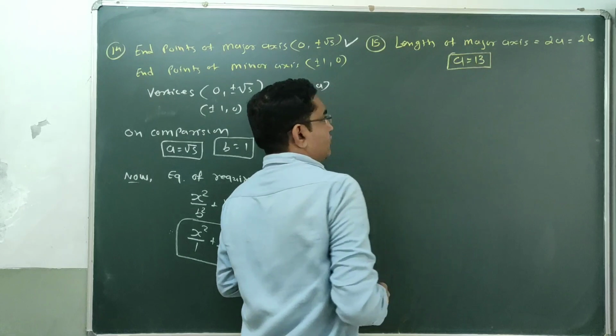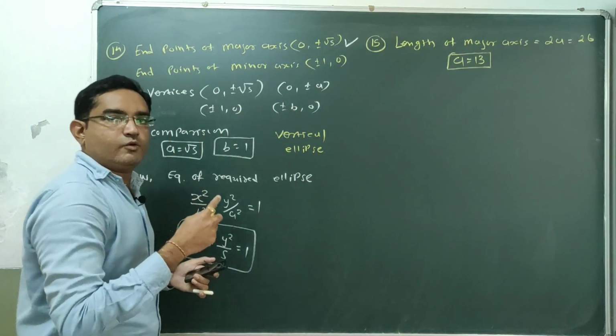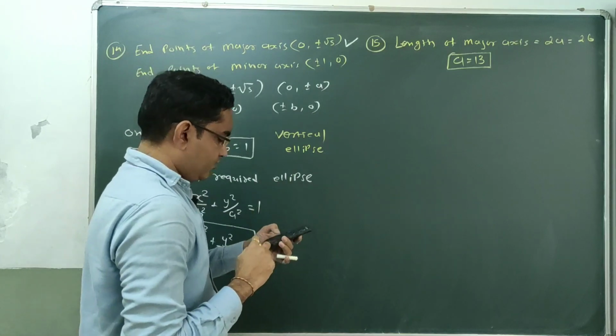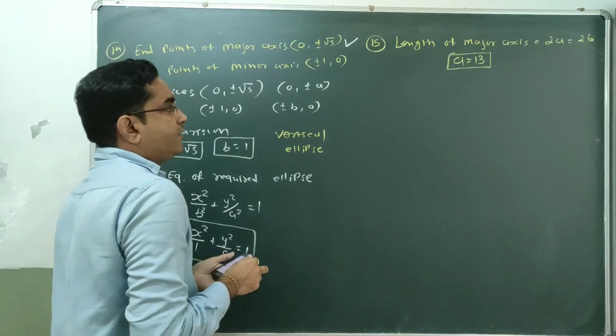The length of the major axis is 2a and the length of the minor axis is twice of b. So this is given. But from here we cannot tell whether our given ellipse is vertical or horizontal.